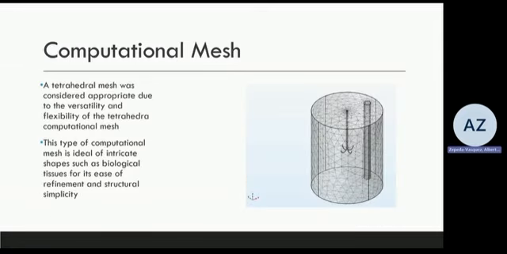For the computational mesh, due to the ability and flexibility of the tetrahedral computational mesh, this mesh was determined to be optimal for the simulation, as it provides the structural simplicity and refinement for such shapes, and it can be applied for biological tissue. The image to the right highlights how this was applied to our model.